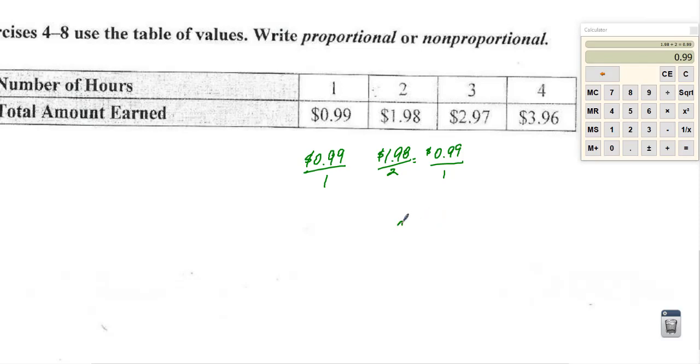And for 3 hours, you earn $2.97. For 3 hours, that also works out to 99 cents for 1 hour. 297 divided by 3. And this one also works out. $3.96 for 4 hours worth of work works out to be 99 cents an hour.